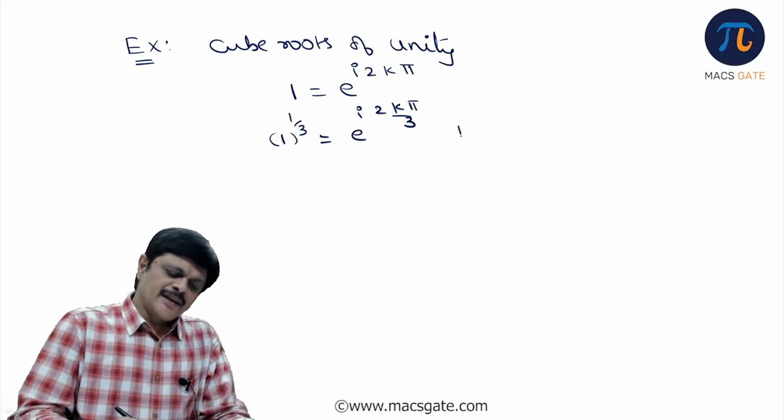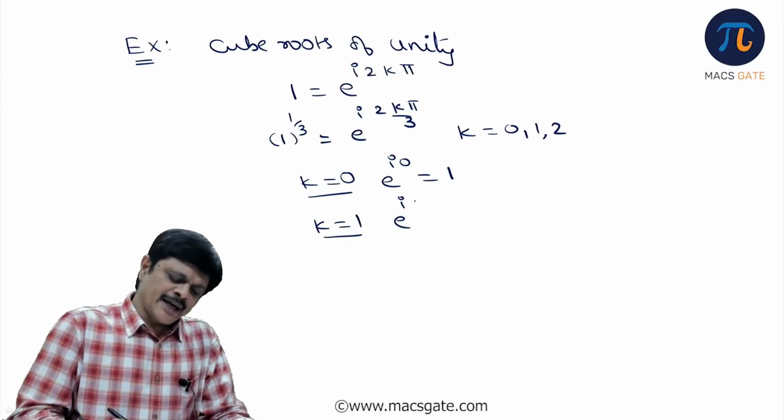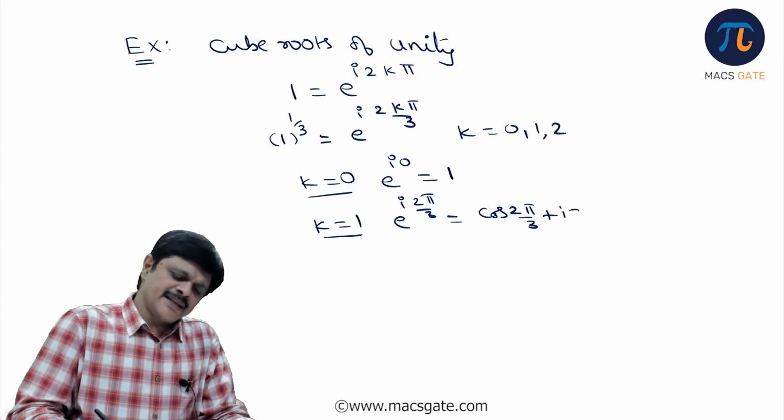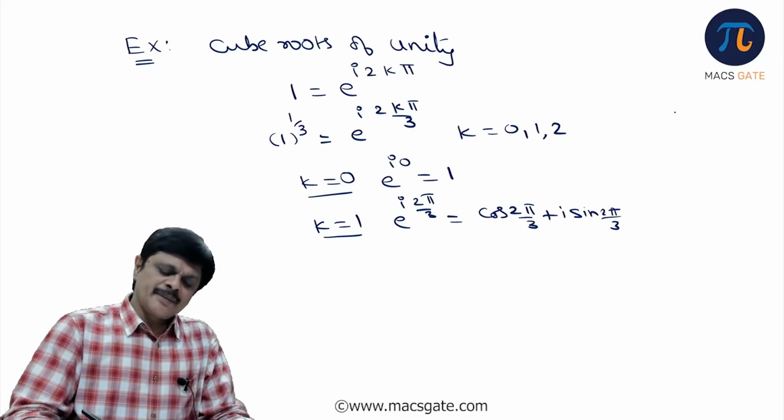Is the idea clear? So for k equal to 0, 1, 2, you are going to get the 3 distinct roots. When you put k equal to 0, it is e power i0, which is nothing but 1. And for k equal to 1, it is e power i 2 pi by 3, cos 2 pi by 3 plus i sin 2 pi by 3. Okay, cos 2 pi by 3 means what, sir?